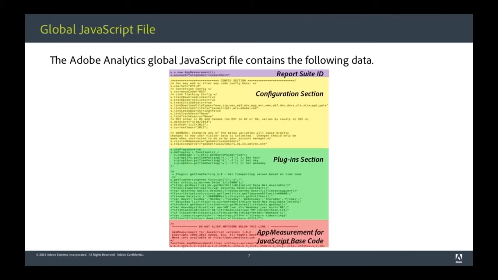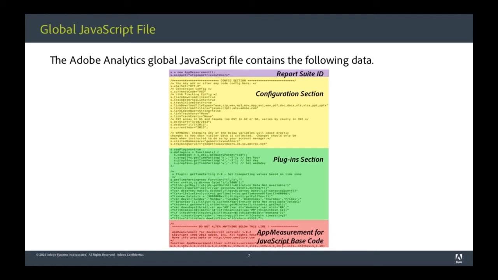The JavaScript file is an include library that is referenced by every page of the website. The variables in this file are global, meaning they execute on every page. The first and most important variable is the Report Suite ID. This tells the Adobe server where to store all of the website data. Then we have the configuration variables. These gather general information about our website that is not unique to any specific page.